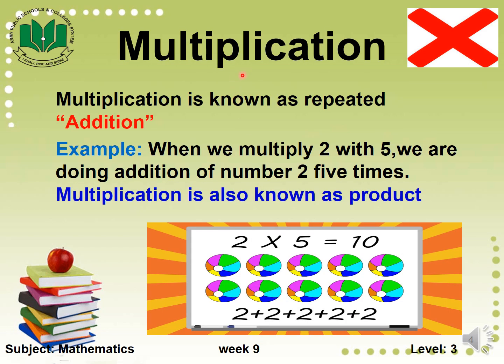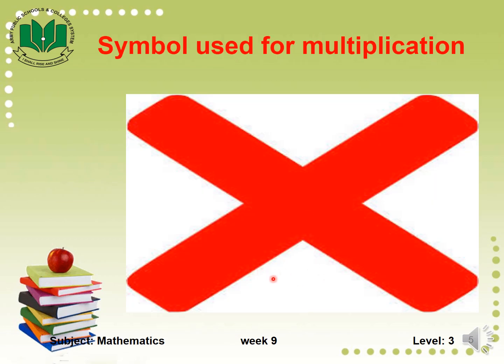Before starting, we must know what is multiplication. Multiplication is known as repeated addition. For example, when we multiply 2 with 5, we are doing addition of number 2 5 times. Just like here, when we multiply 2 with 5, the answer is 10, and when we add number 2 5 times, the answer is also 10. Students, multiplication is also known as product. Students, this is the symbol that we use for multiplication.